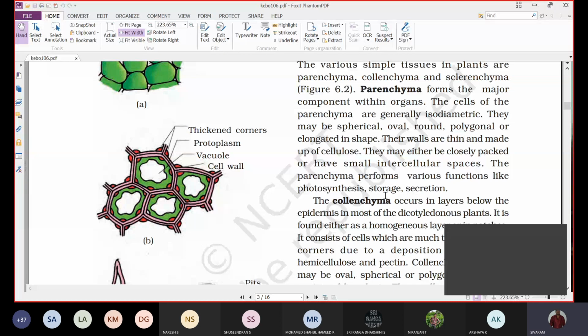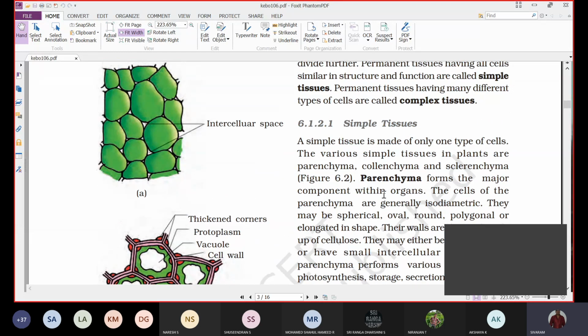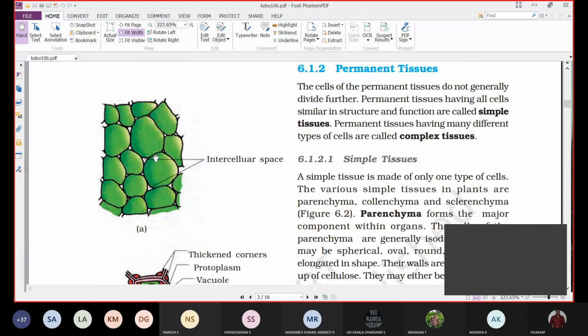So these parenchyma are showing different ways. This is the living tissue parenchyma, and it is present in the major organs as a major part of the living tissue. The cells of the parenchyma are generally isodiametric, that means they are usually of equal size: round, oval, spherical, polygonal or elongated.